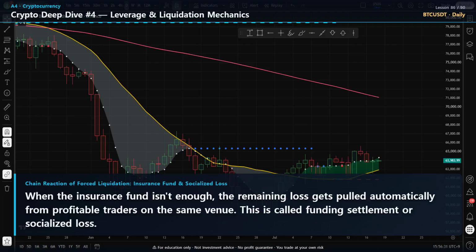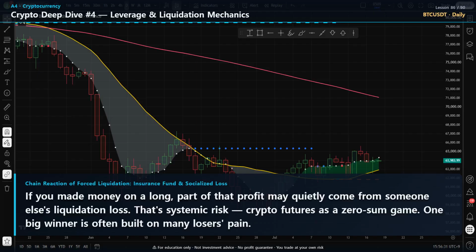When the insurance fund isn't enough, the remaining loss gets pulled automatically from profitable traders on the same venue. This is called funding settlement or socialized loss. If you made money on a long, part of that profit may quietly come from someone else's liquidation loss. That's systemic risk, crypto futures as a zero-sum game. One big winner is often built on many losers' pain.